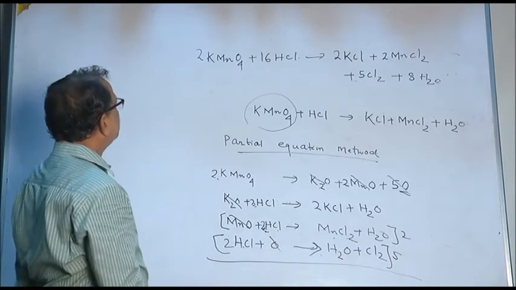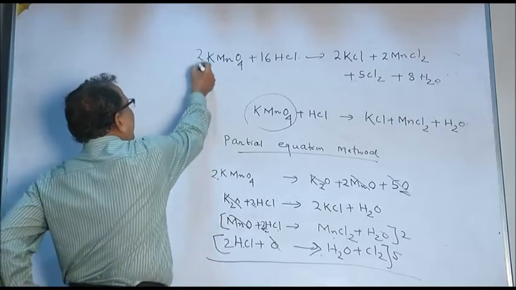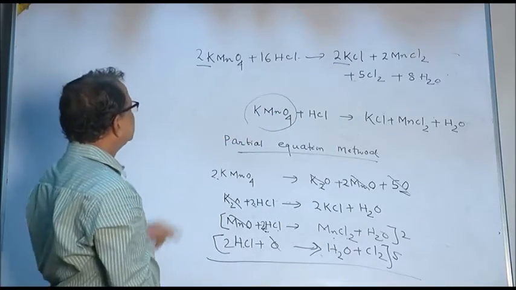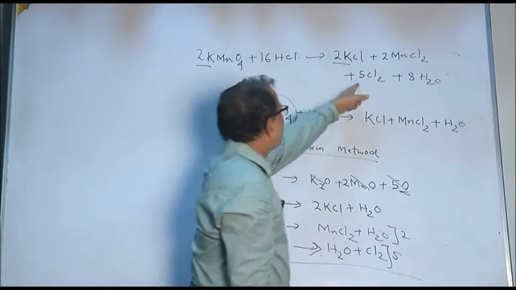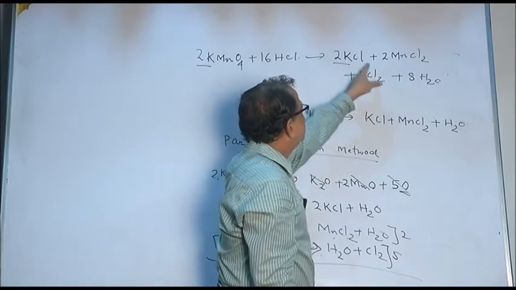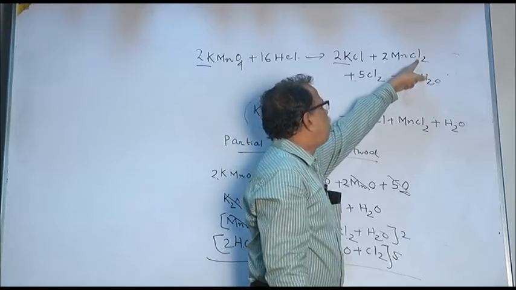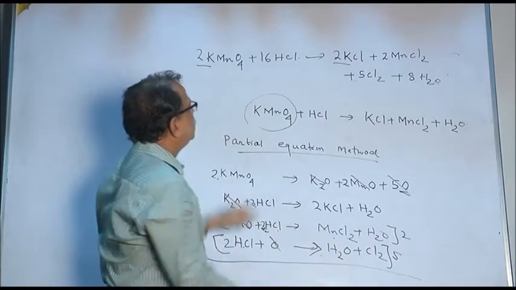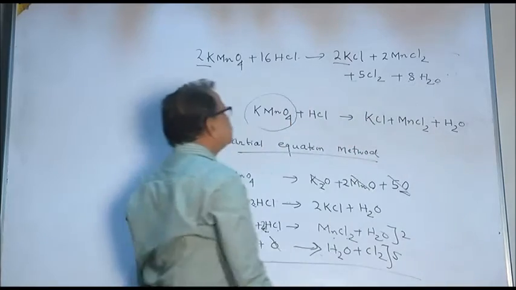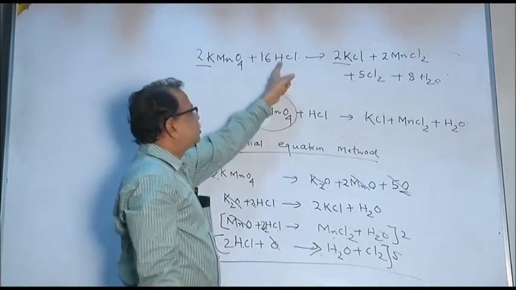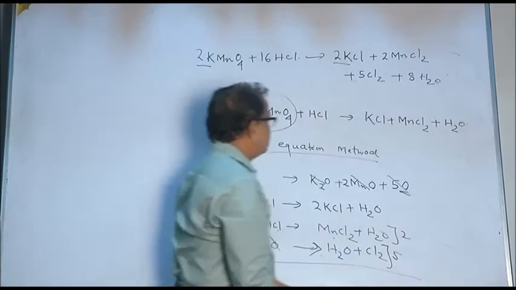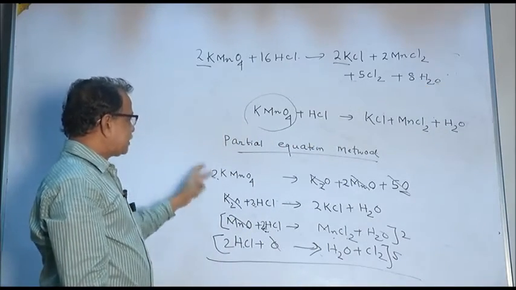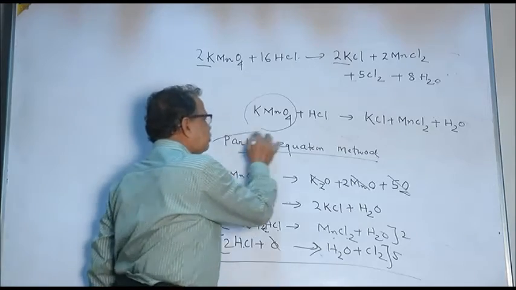2 KMnO4, 2K. How many K are there? 2K. Number of chlorine: 16 Cl. 5 into 10, 10 plus 2 is 12, 2 into 2 is 4, so 16 Cl. All right. 8O, 8O. How many H? 16H, 8 into 2, 16H. So by this method, we can find the balanced equation by the partial equation method.